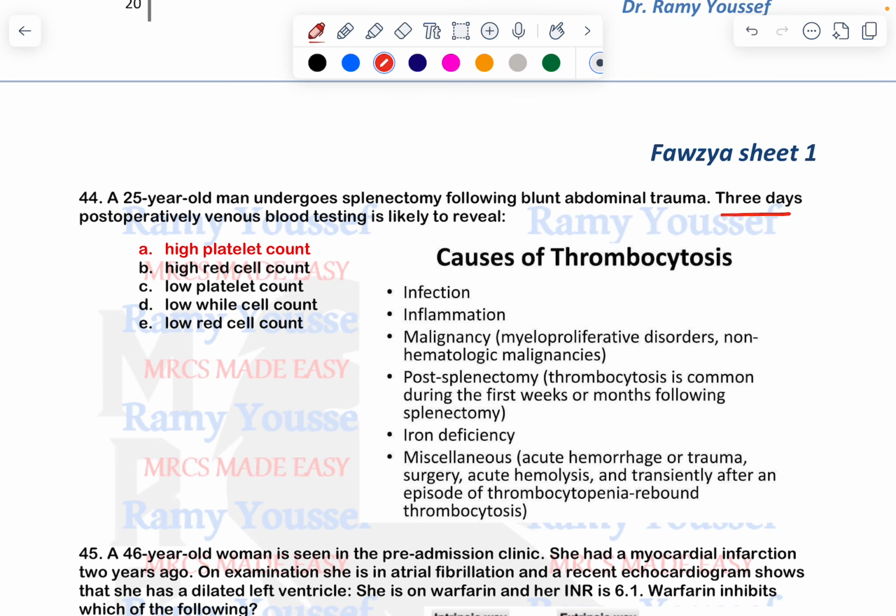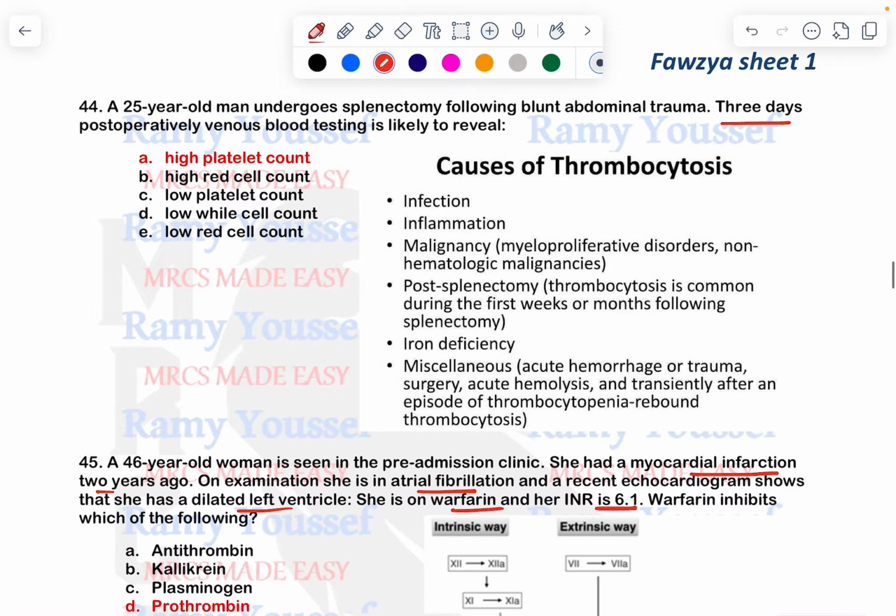A 46-year-old woman is present in pre-admission clinic. She had a myocardial infarction 2 years ago. Examination shows atrial fibrillation. Recent echocardiogram shows she has a dilated left ventricle. She is on warfarin, INR 6.1. Warfarin inhibits which of the vitamin K dependent factors?